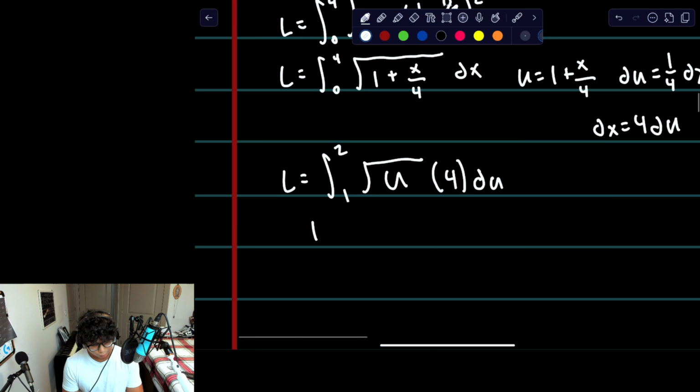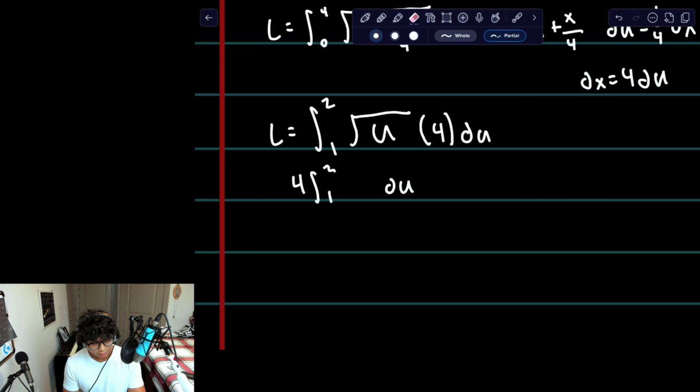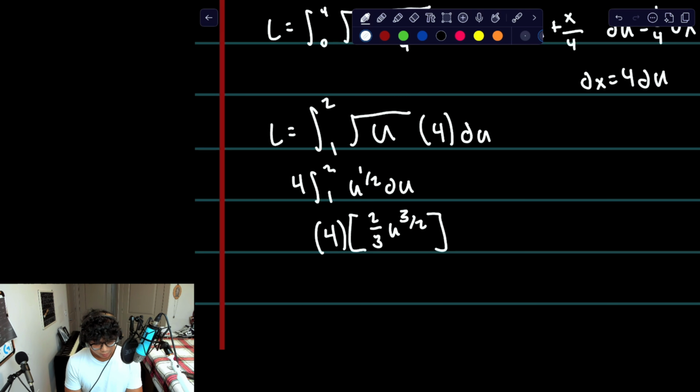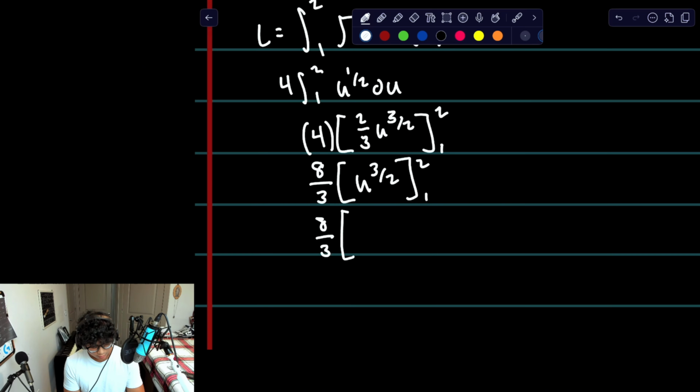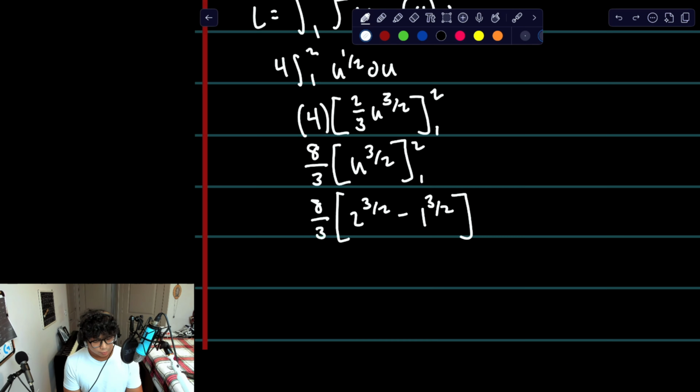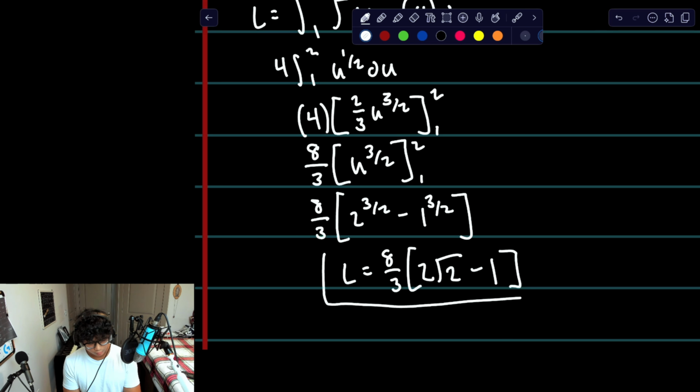We can then take out our 4 and rewrite the square root of u as u to the 1/2, which finally gets us 4 times 2/3 u to the 3/2, bounded from 1 to 2. You can take out this 2/3, making this 8 over 3 times u to the 3/2 bounded from 1 to 2. This definite integral becomes fairly easy, which gets us 8/3 times 2 to the 3/2 minus 1 to the 3/2, which simplified leaves our final answer to be 8/3 times 2 times the square root of 2 minus 1. And that was problem 1.